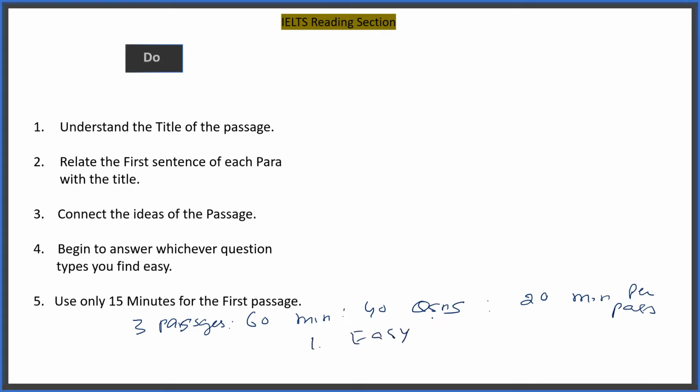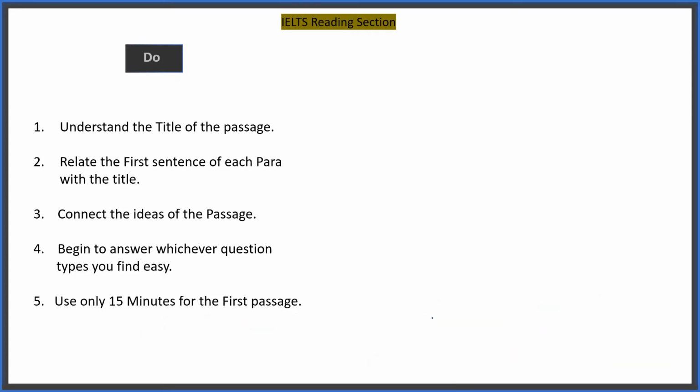The level of difficulty increases from one passage to another. The second is a medium level one. And finally, the last passage, the passage 3, is a hard passage which would take more than 20 minutes. Hence, you need to use only 15 minutes for the first passage, 20 minutes for the second, and 25 minutes for the last passage. Now, let us look at the don'ts.